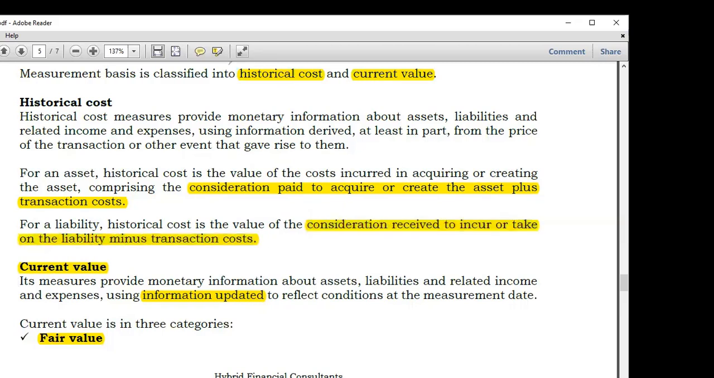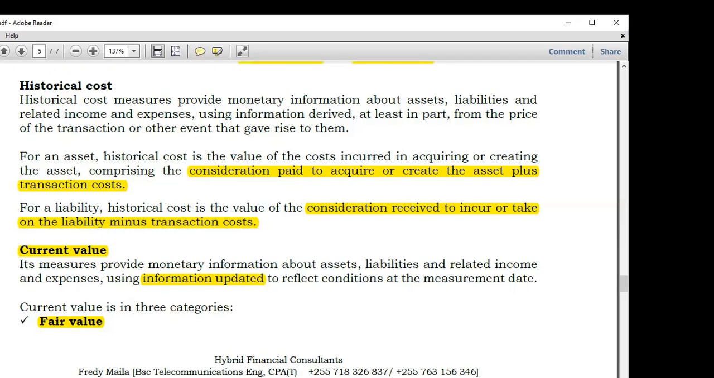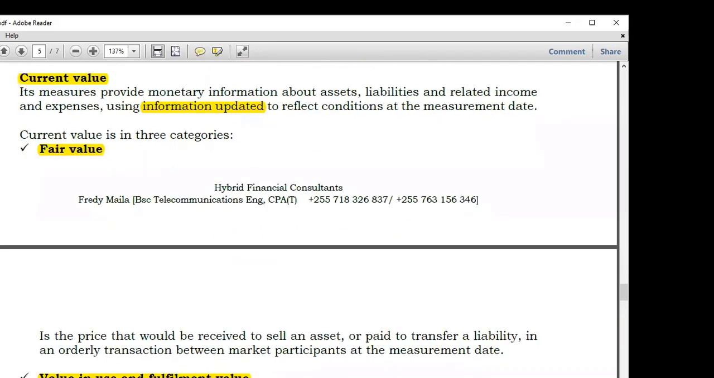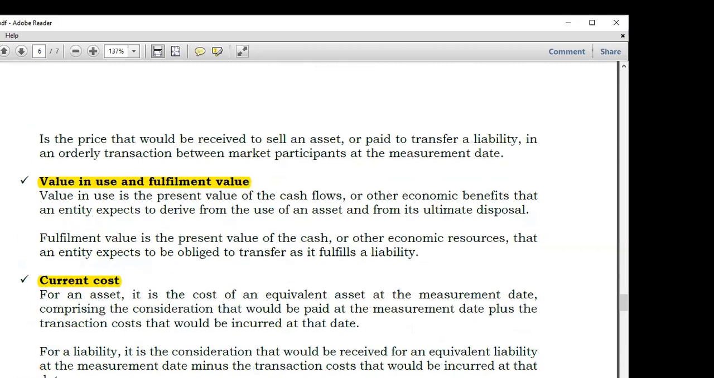Now, maybe I should try to tell you one thing. Why don't we go to the current cost again? Because since we're speaking of historical cost, instead of starting with fair value and value in use, why don't you first finish with this current cost so that we can distinguish them properly?